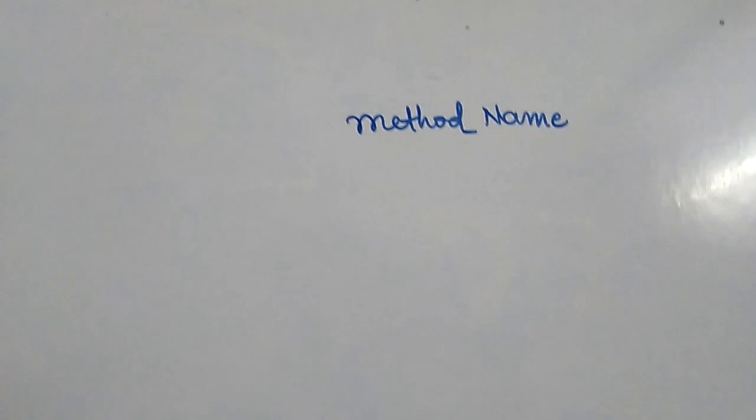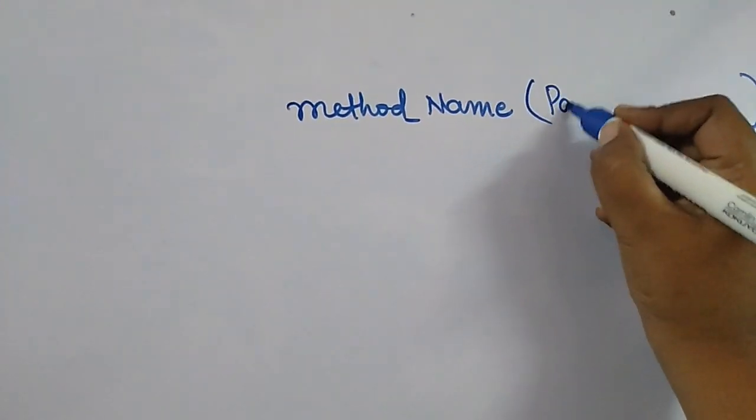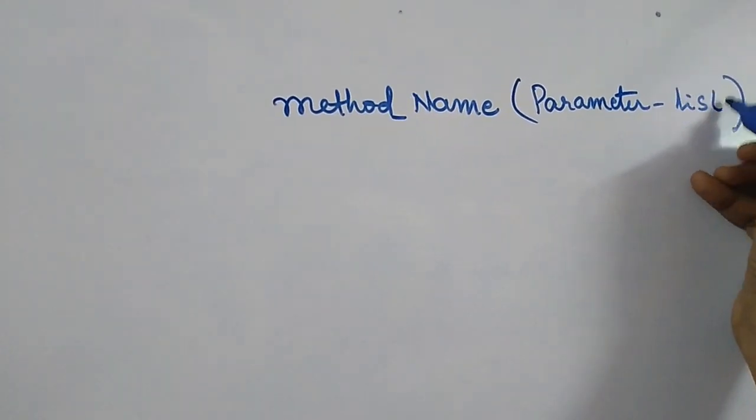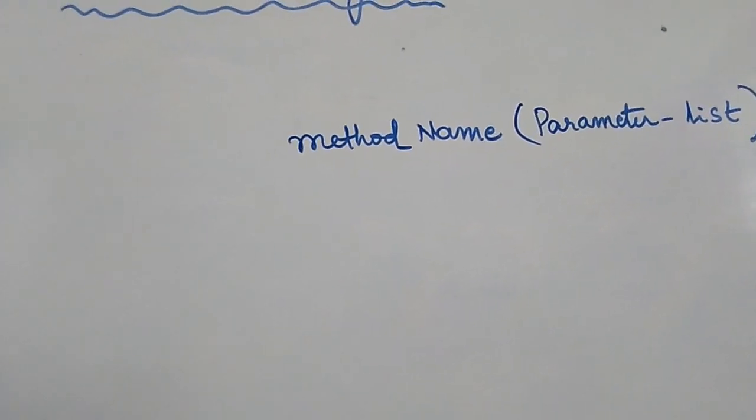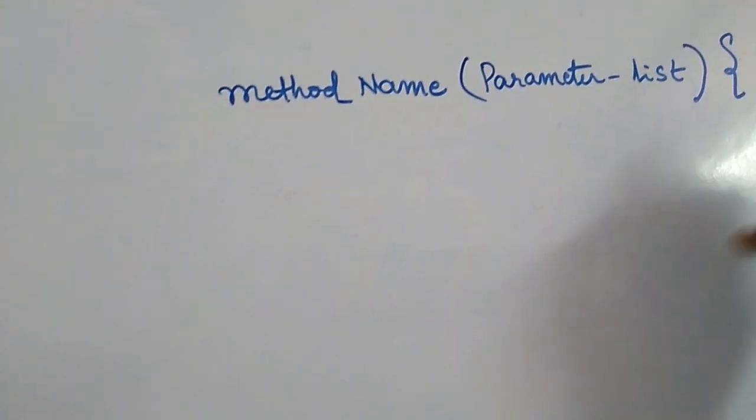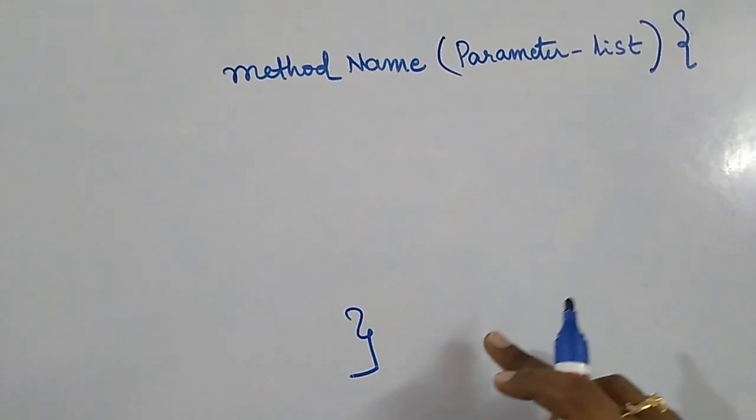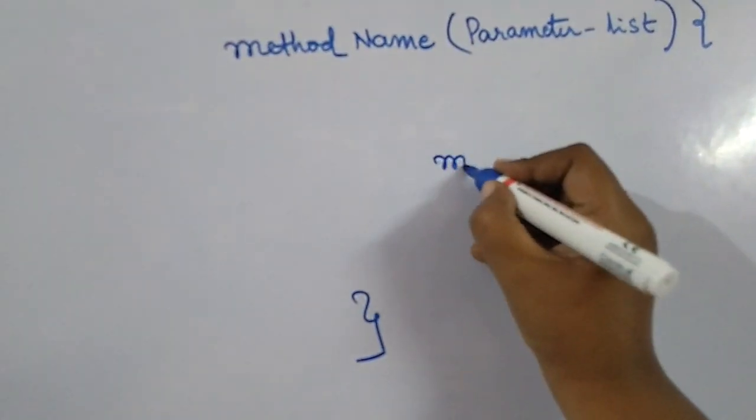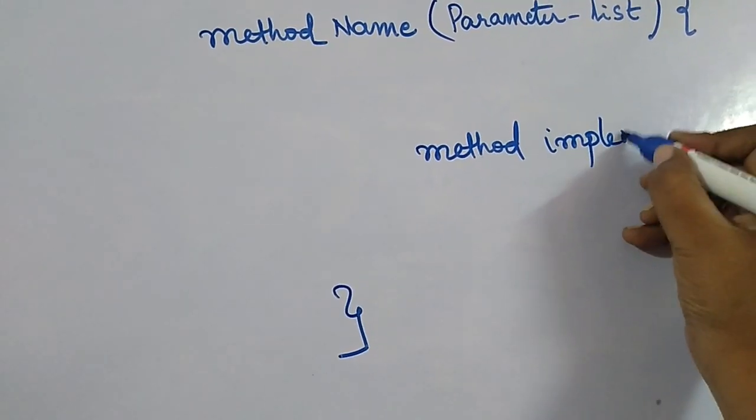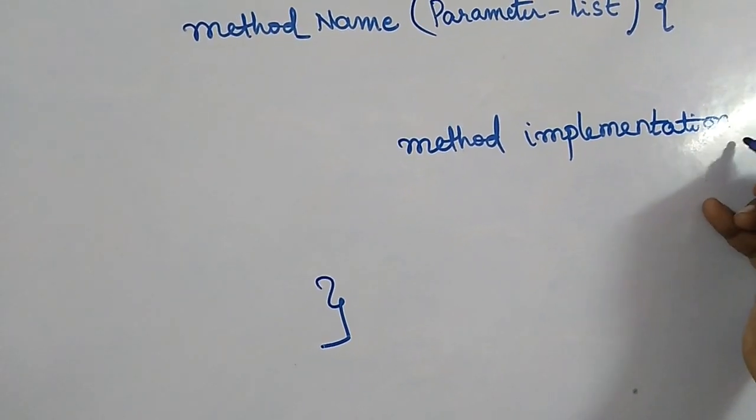Okay, so there will be a method name, and the method will have a certain parameters list. This is optional. If you want to pass parameters, you will pass them, else there can be no parameters also. Then there will be an open bracket and a closing bracket. In between the open bracket and close bracket, you will be writing the method implementation. Whatever your logic is, you will be writing inside this.